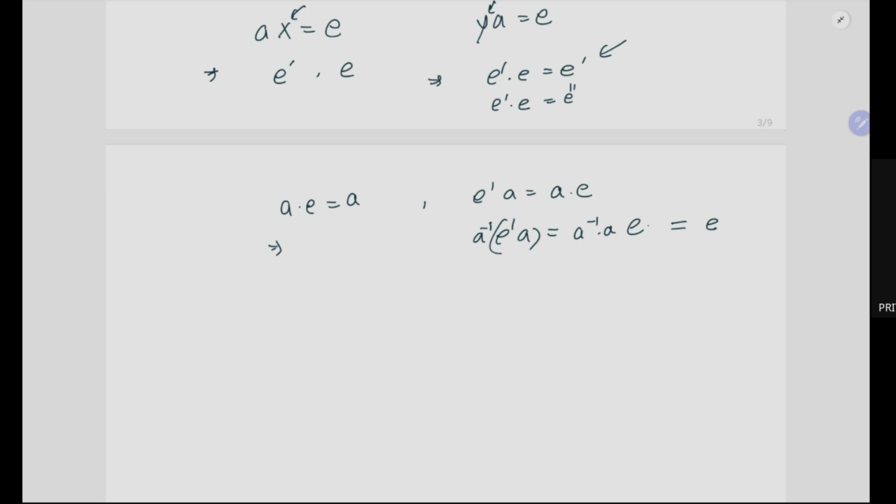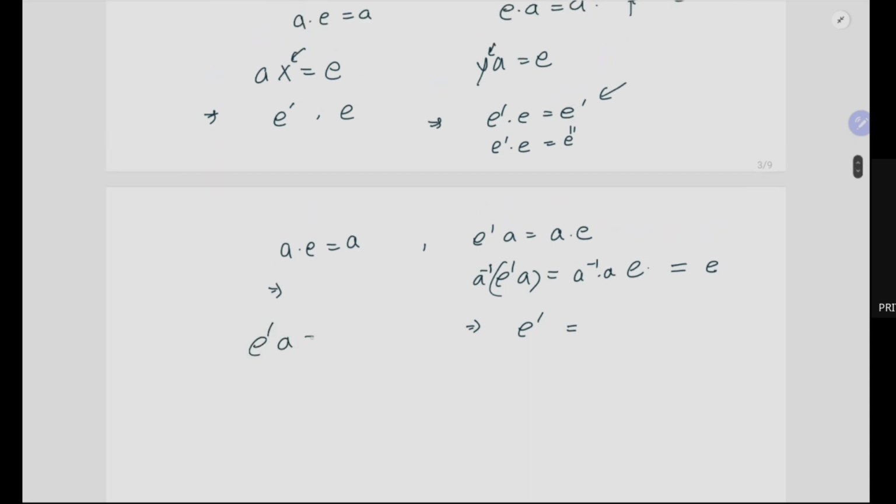And on the left side will come E prime. So E prime is equal to E is coming. No, it need not be, right? What we have, E prime A is equal to A. So this is A inverse A. But again, if we consider A inverse A to be E prime, in that case, that will happen.